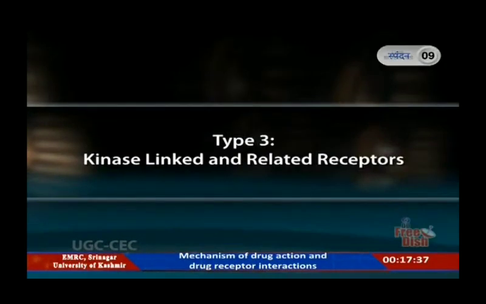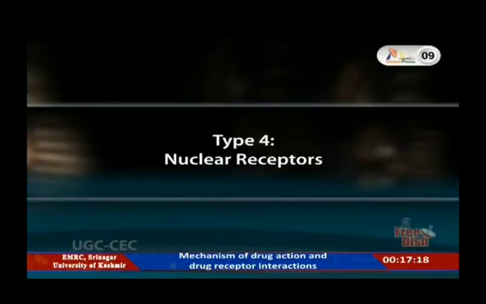Next is type 3, kinase linked and related receptors. These receptors are composed of an extracellular domain containing the ligand binding site and an intracellular domain, often with enzymatic function, linked by a single transmembrane alpha helix. Example, the insulin receptor.